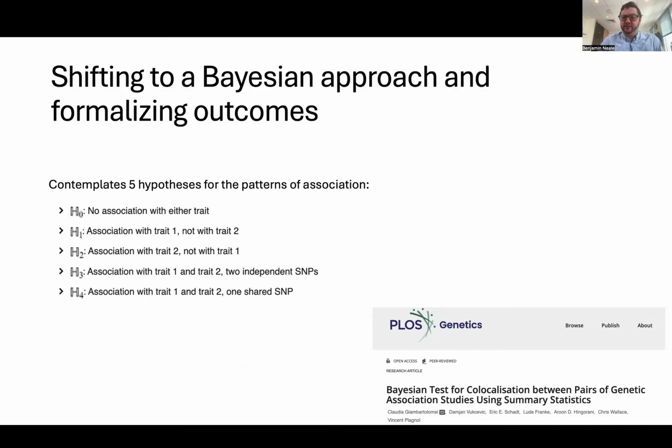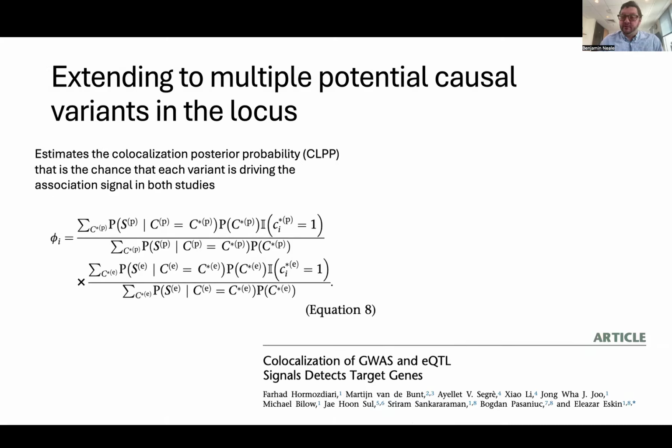but it still had this pesky problem of only focusing on an assumption of a single causal variant. And so there have been a number of extensions to contemplate multiple causal variants. This is perhaps one of the earliest such efforts from Eleazar Eskin's group with Farhad Hormozdiari as the first author. And in this quote unquote eCAVIAR method, what they're in the business of doing is estimating the colocalization posterior probabilities.